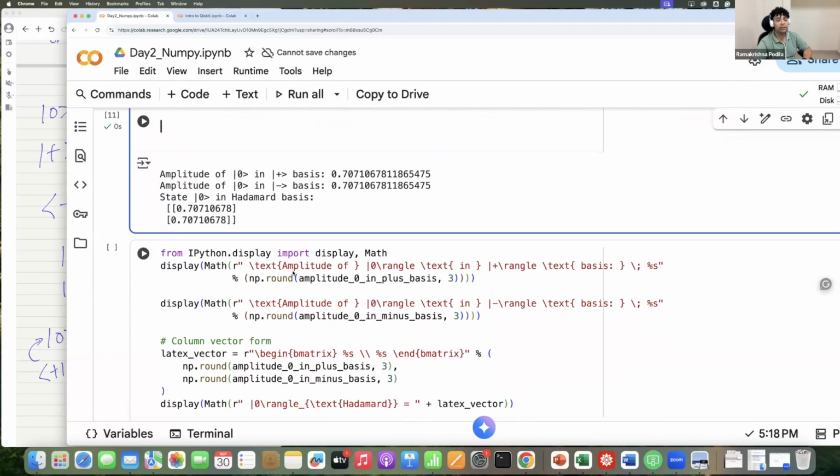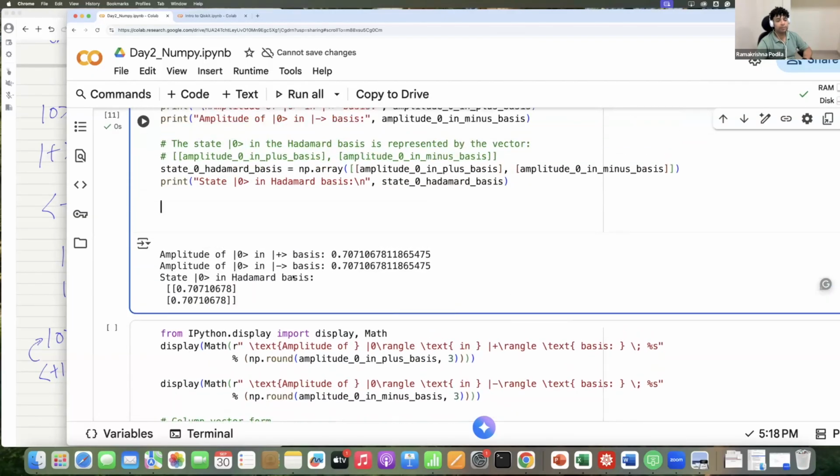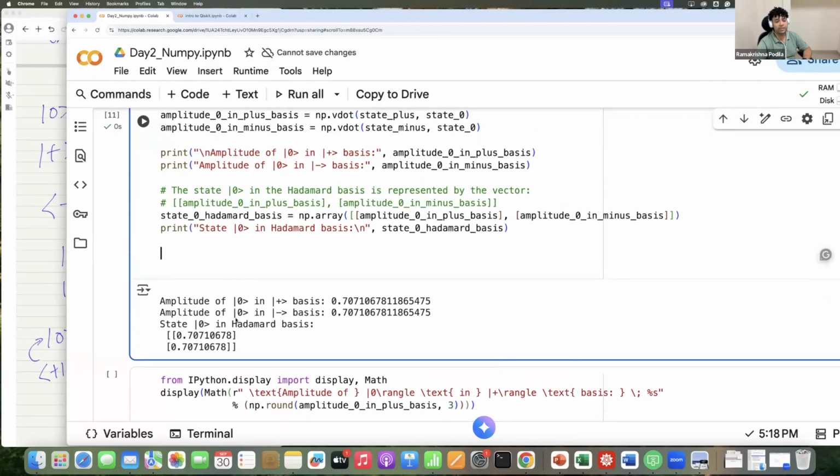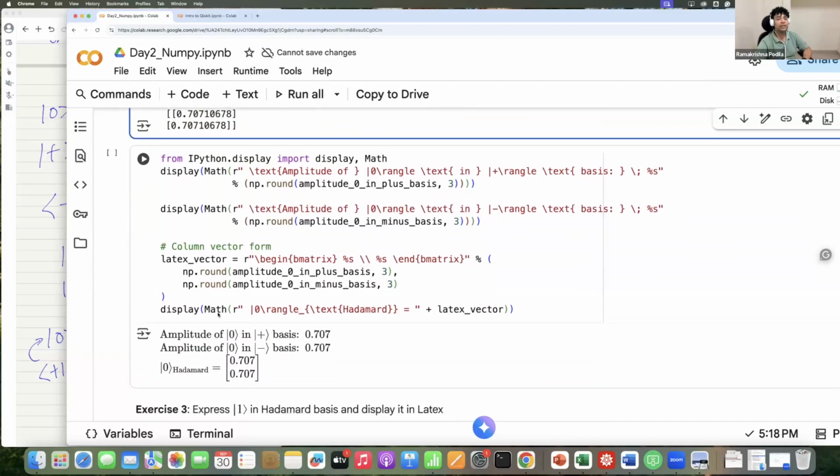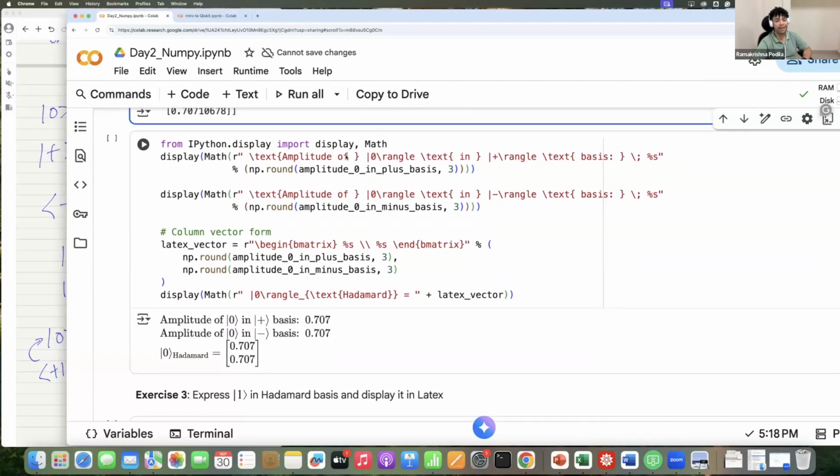And then the problem here is that this doesn't look very good. So you can also use IPython to display math using LaTeX, so you can make it display like this. That's up to you. It's optional.